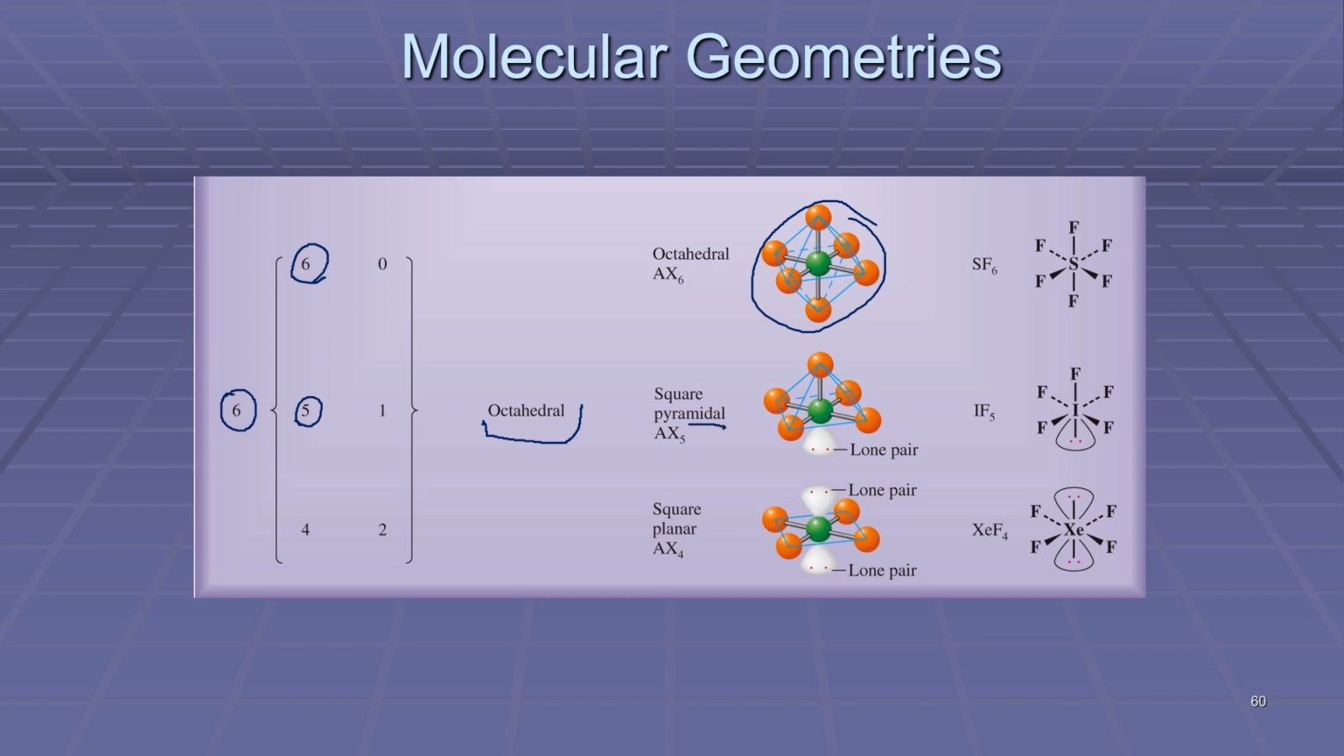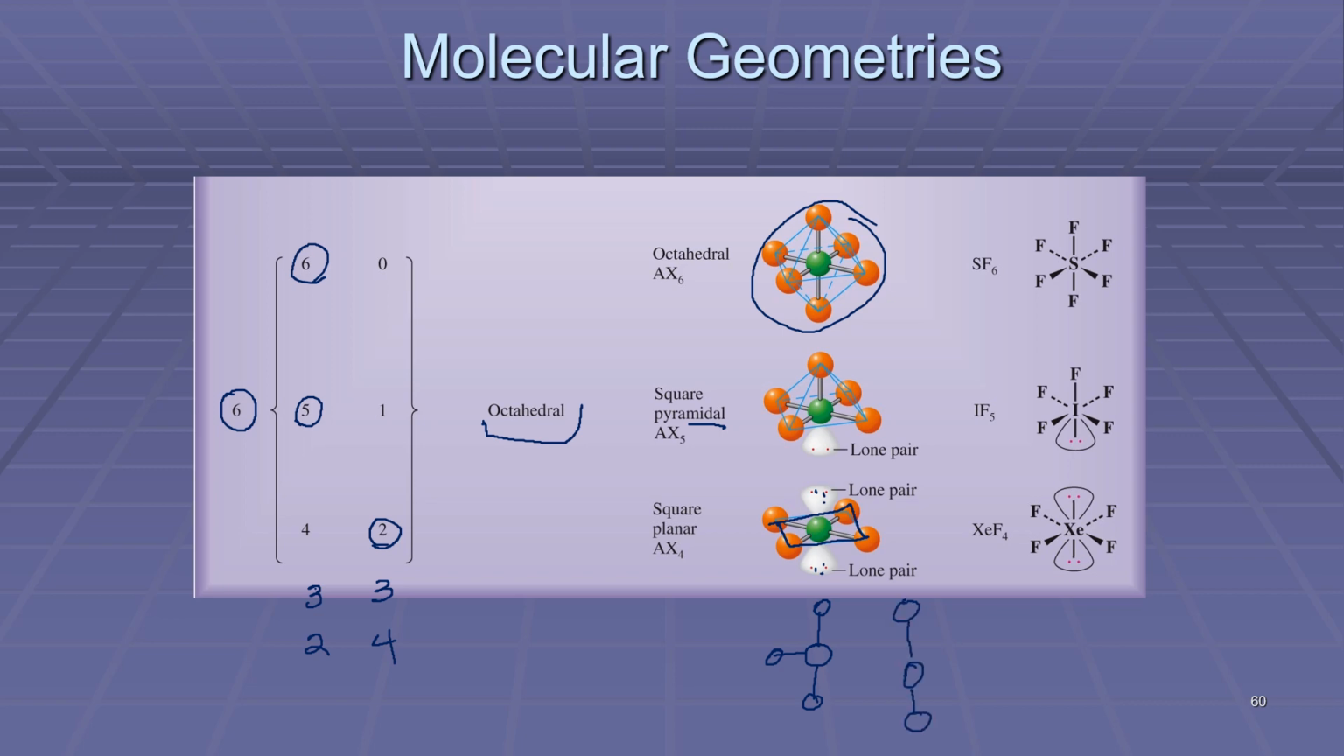When you have a second unshared pair, it has to go opposite the original one because, again, they like to be as far apart as possible. So you end up with what's called square planar. The unshared pairs are top and bottom. And then actually we can do a few more. If you have 3 and 3, you'll get the T-shape again. Looks like that. And if you have 2 and 4, you'll end up with linear again.